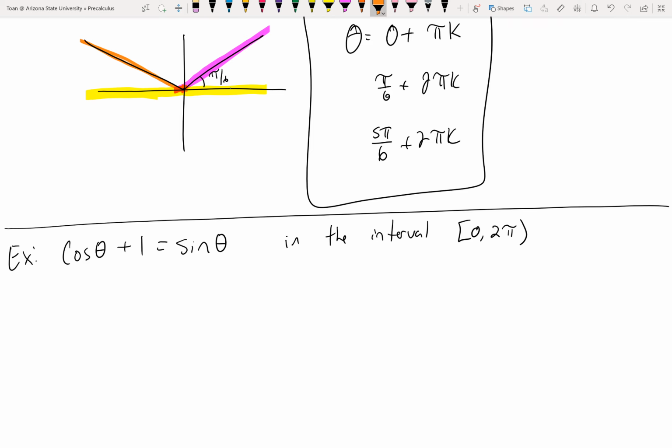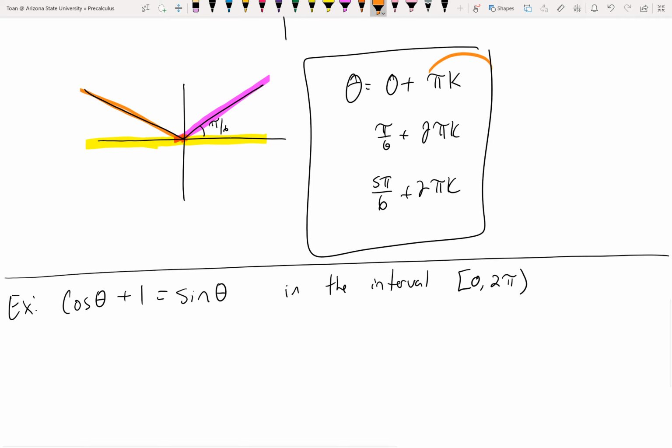Notice that they say, I only want answers in this interval, and I hope everyone can recognize that this interval is one full circle. When you see instructions like this, that means they don't want a general solution. You don't need to do the plus pi k business. Just make sure you write down all your answers within one full circle. So that's actually easier for us.